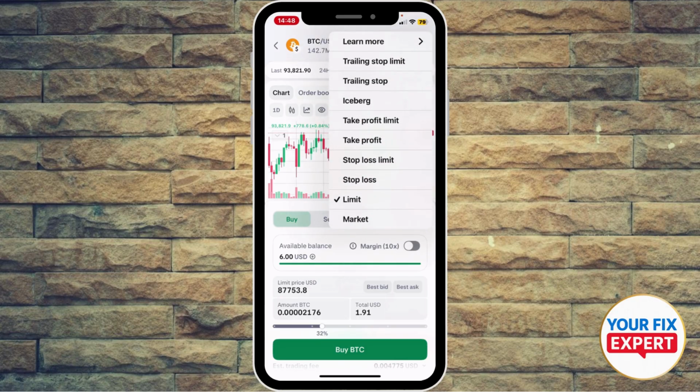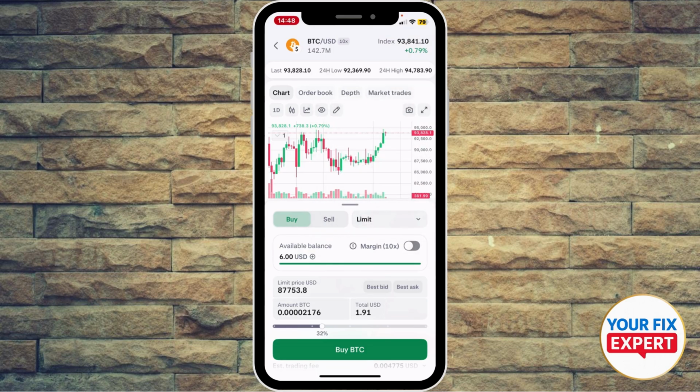Market means essentially buying at the current price. Limit means buying at a price you choose. So if you want to buy now, it's 93,000. If you want to buy when the price hits 95,000, you can do that, or lower. You can do that if you expect the market to go down a little bit, so you can do that as well.